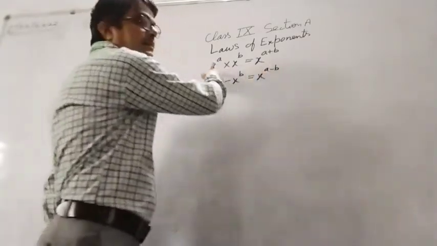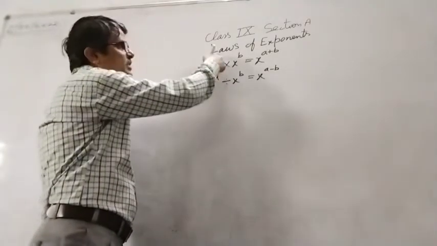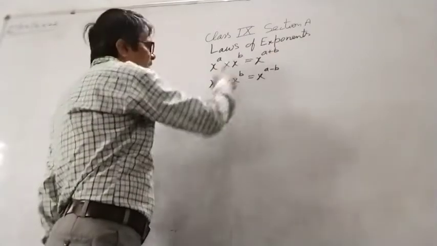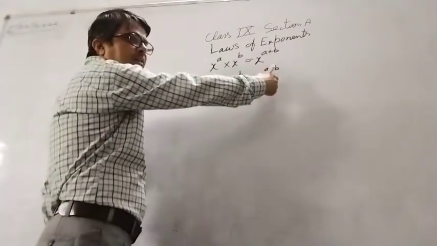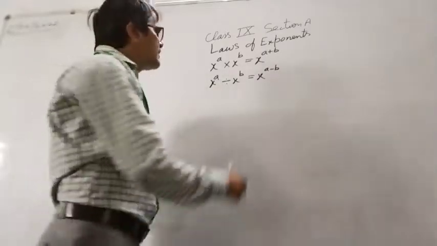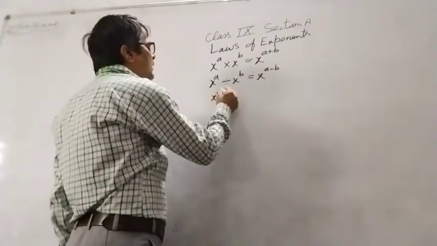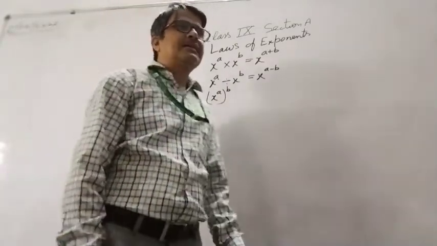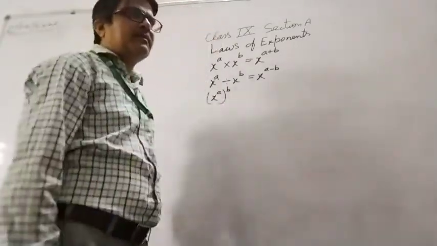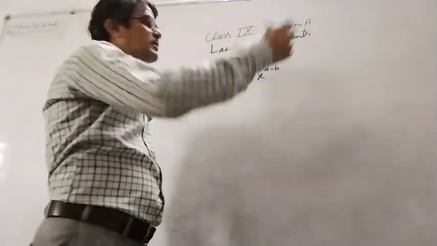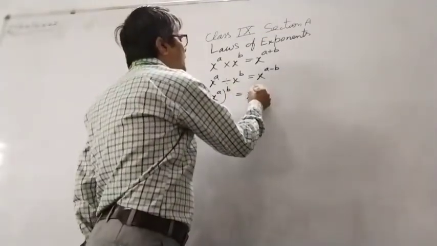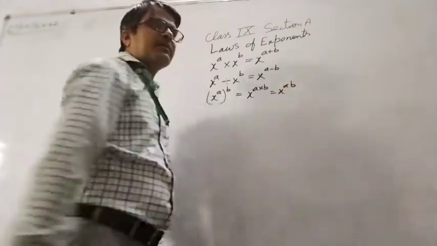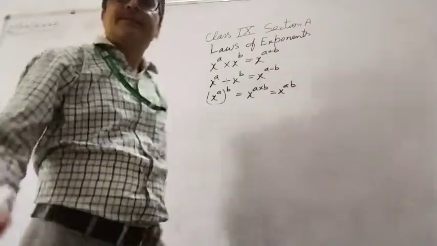Second rule. See, this is the base and this is the power. In case of multiplication, addition. In case of division, subtraction. Okay? Third one. If any power is attached on a power, then you have to multiply the powers.